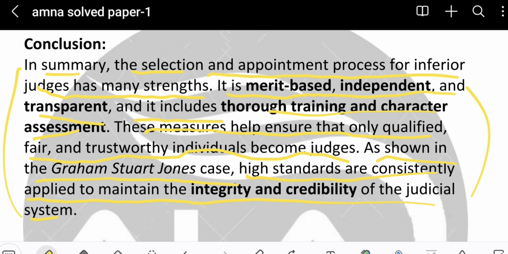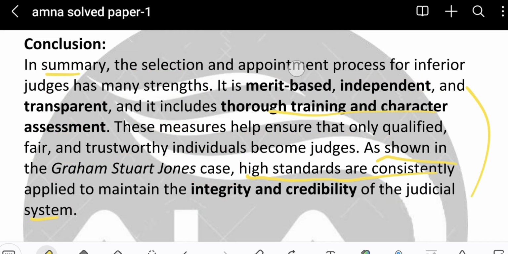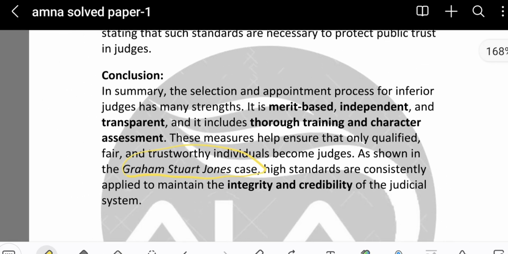So basically, in this conclusion, I have combined the answer in short and added that selection and appointment is a really important thing, because during the selection process, all selection is merit based. Furthermore, all of these judges go through training and they are properly checked on whether their character is good or not. And I have mentioned the case law as well, because this case law also highlights the importance of having good character, because if a judge has good character, then the citizens will have more trust in the judiciary. So this is how you have to write your whole answer.